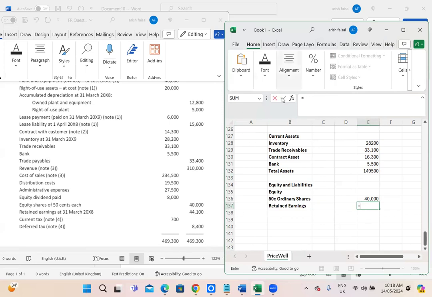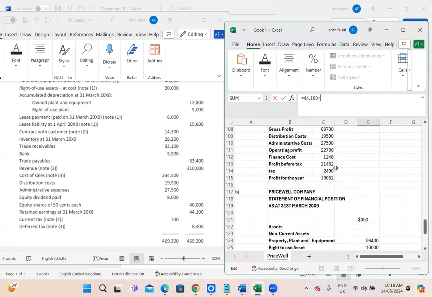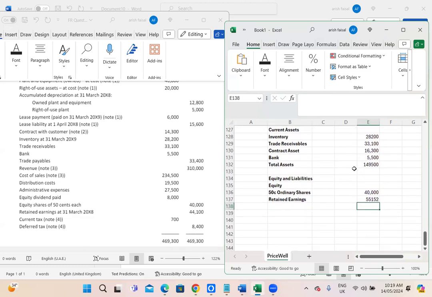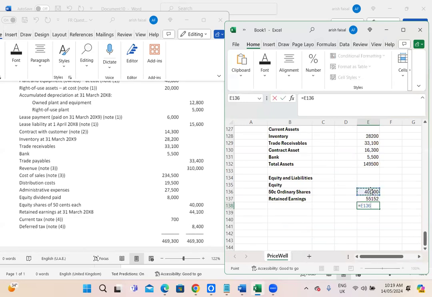Retained earnings will be the opening balance. What you have of the retained earnings is 44,100. You will increase it by the profit which you have calculated from the income statement. And then we can see that we have dividends paid of 8,000. So we subtract that 8,000 and you will get your retained earnings, which is at the moment 55,152, right? So that's all in your equity for now.